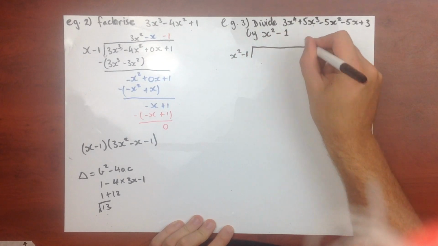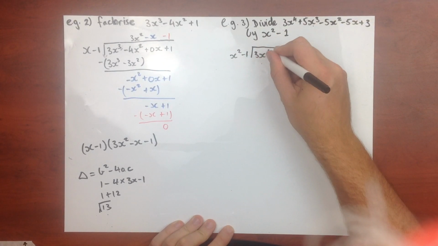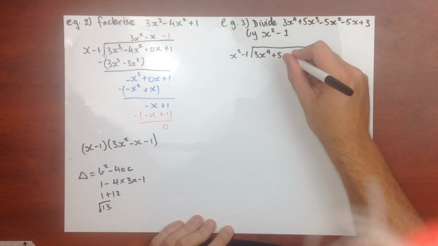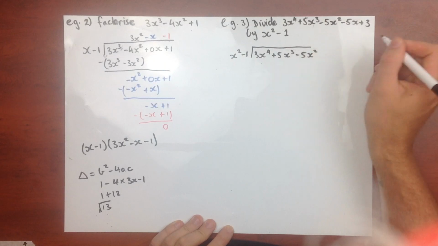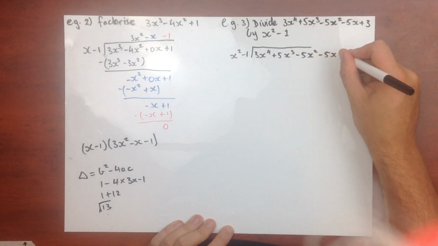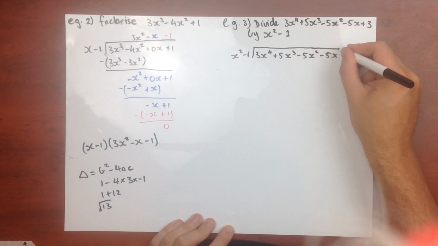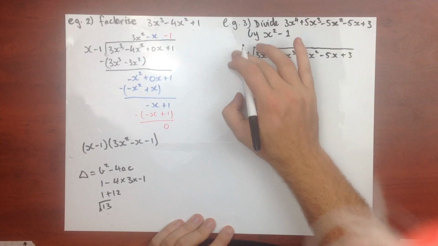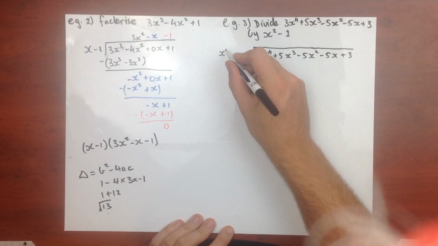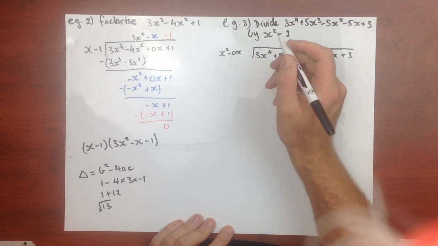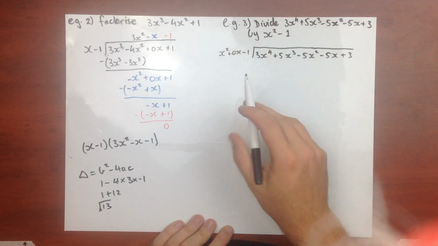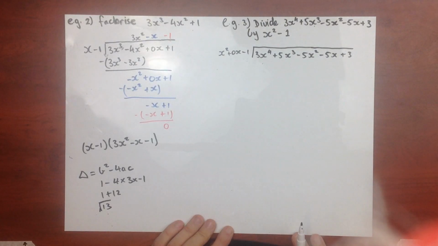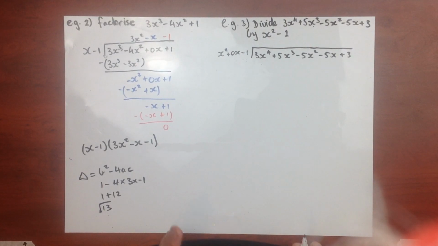Okay, into our 3x to the 4 plus 5x cubed, take 5x squared, take 5x plus 3. Now again, what I'm going to do is change this and make it x squared, take 0x, so plus 0x, take 1, because we're missing that term in here again. Because we're missing it, we're going to put it in, and you'll see why. It's just going to make things a lot nicer later on.